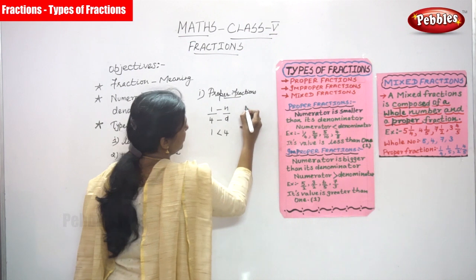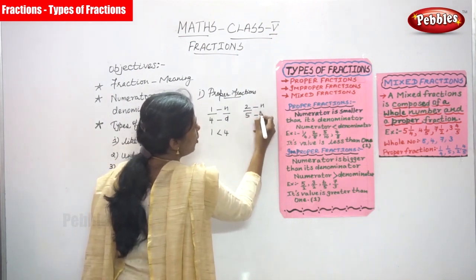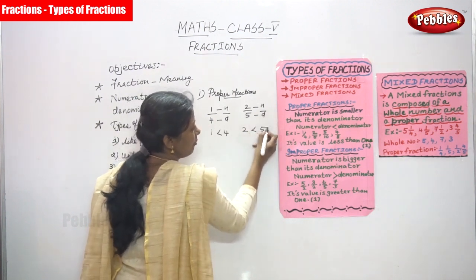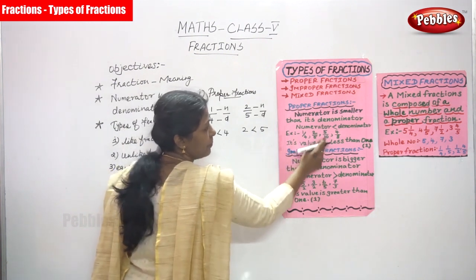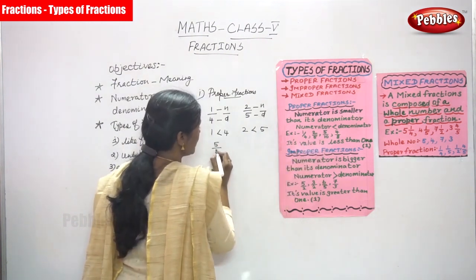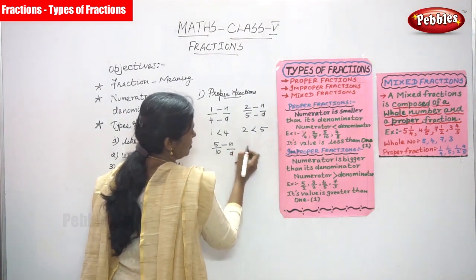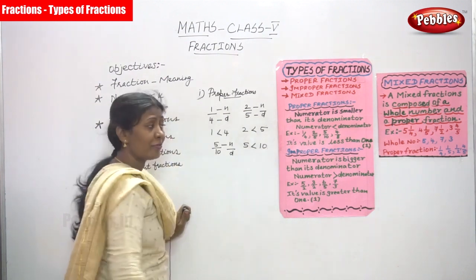The next example is 2 by 5. This is the numerator and this is the denominator. So 2 is less than 5, so it is a proper fraction. Then I gave 5 by 10. The same thing: 5 is the numerator and 10 is the denominator. So 5 is less than 10. It's a proper fraction.